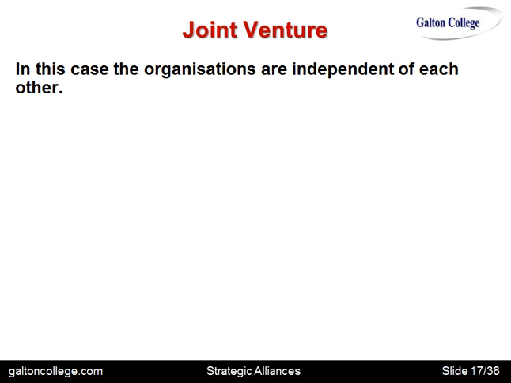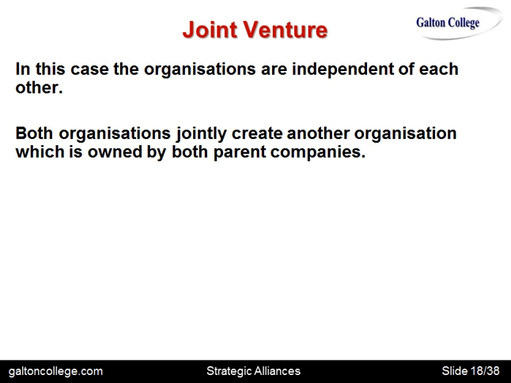The organizations are independent of each other, as I said. Both organizations jointly create another organization which is owned by both parent companies. So now we have two independent companies agreeing to form a third company which they'll own between them. And that third company will be the joint venture.